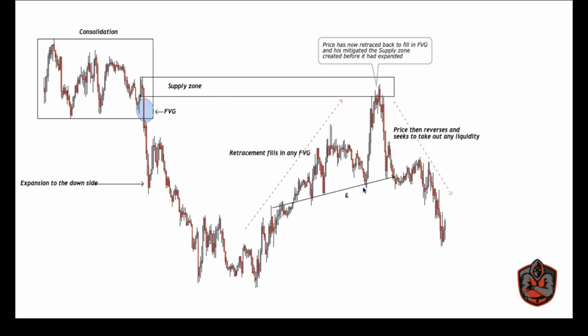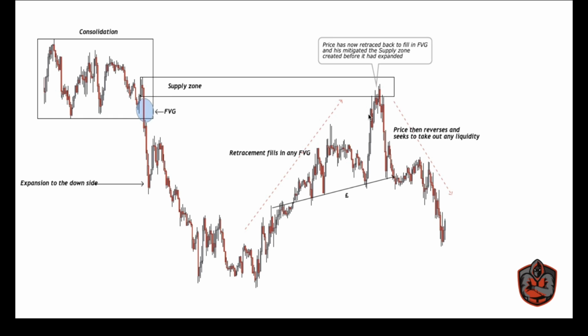Now do you understand the cycle? Consolidation, expansion. Expansion would leave us an order block, or a zone. As you can see, it left us a supply zone, right? Number 2, retracement. Retracement fills in any fair value gaps, imbalances, inefficient price action. They're all the same thing. The retracement, what did it do? It fills in this inefficient price action.